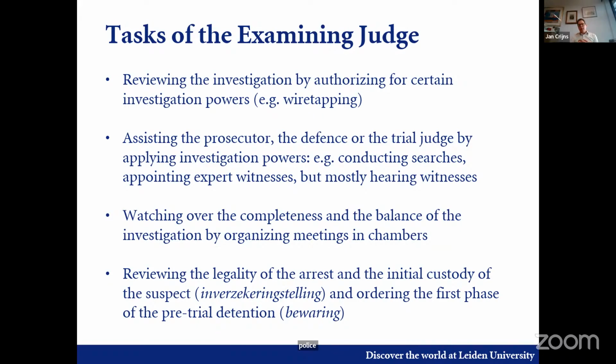When the police would like to hear a witness, they can invite a witness, but if the witness doesn't want to come and doesn't want to answer questions, then the police does not have any means to force the witness to come to the hearing and to answer questions. Well, the examining judge does have the means to force witnesses to come to the hearing and to answer questions.